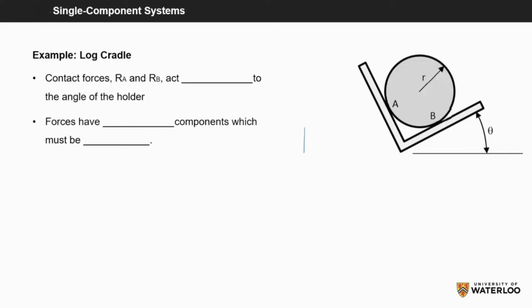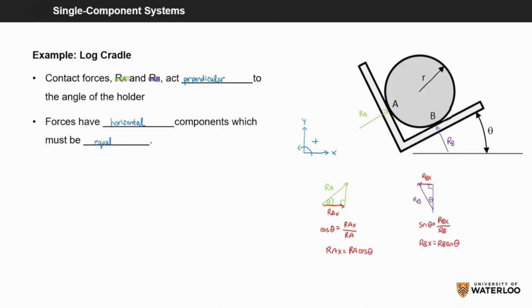Let's set up a coordinate system with positive forces upwards and to the right, and positive moments counterclockwise. First, you have to know that the contact forces Ra and Rb are acting perpendicular to the two legs of the holder. Also, since there are no other horizontal forces in the system, the forces in the x direction must cancel each other out. Using trigonometry, we set up right triangles with the forces Ra and Rb in relation to the angle theta. We obtained that Ra cos theta will equal Rb sin theta.